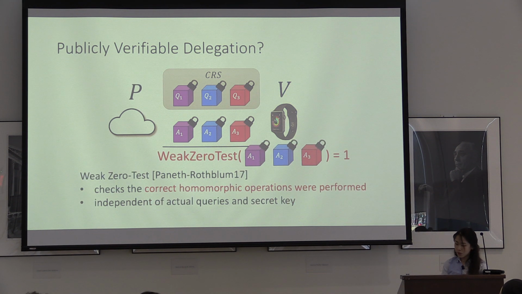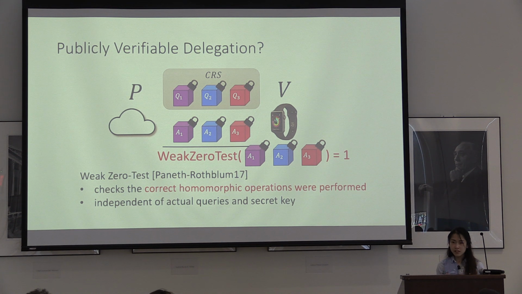Right. So yeah. So our public verification algorithm will be what's called a weak zero test introduced by Paneth and Rothblum. And this is different from the more classical notion of a zero test, which checks whether an encryption is of 0. The weak zero test won't actually check on the underlying encryption, right? Because then we couldn't have this zero test and have a semantically secure encryption scheme.